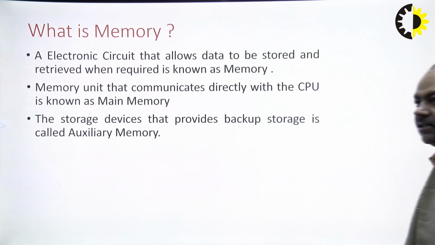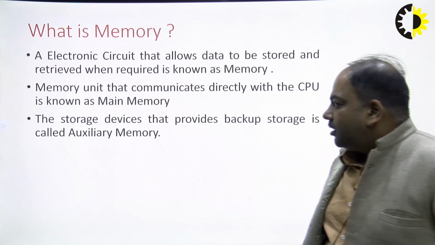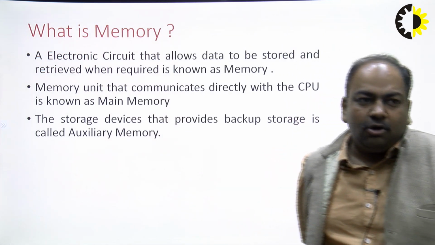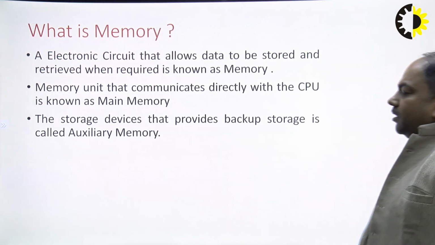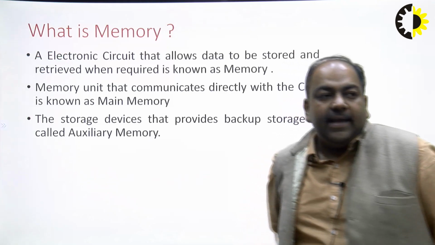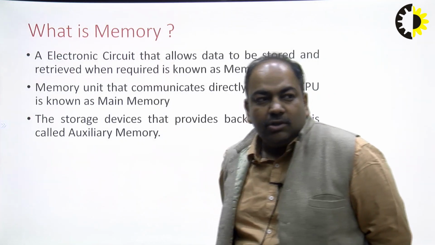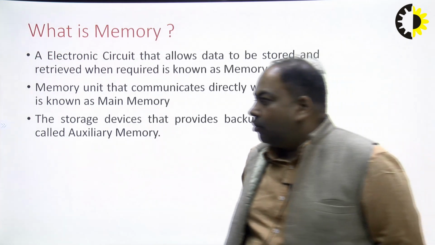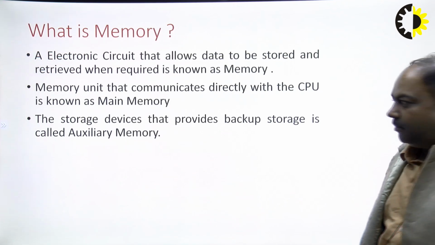And when we need storage devices for storing our data, then it is an auxiliary memory. So main memory, in component terms, can be said as RAM, and the auxiliary memory or secondary memory can be said as ROM. RAM stands for random access memory and ROM stands for read only memory.